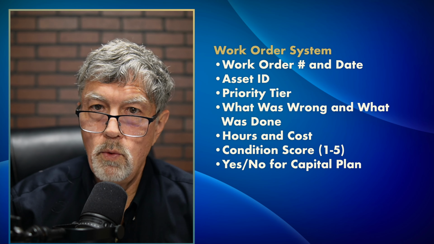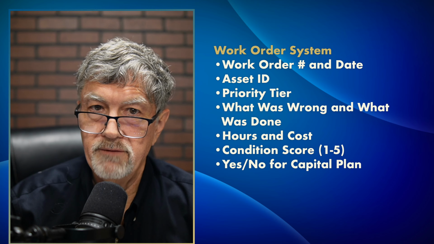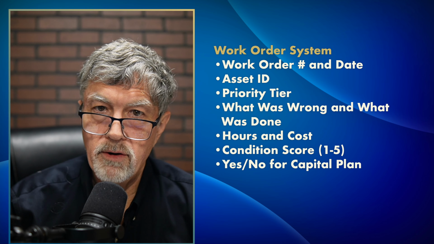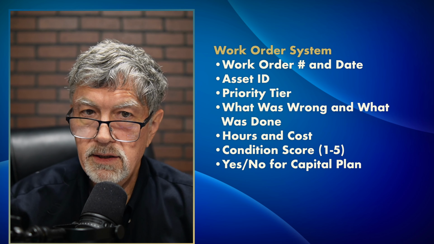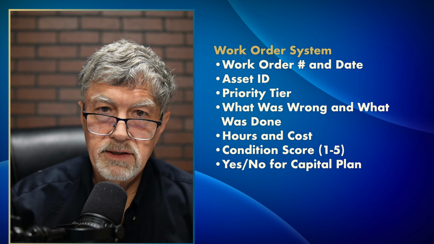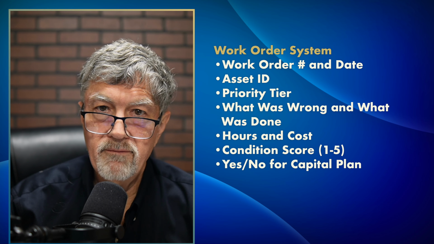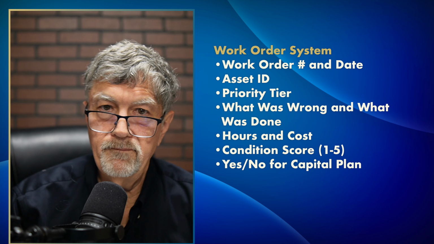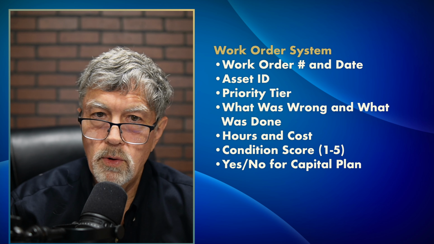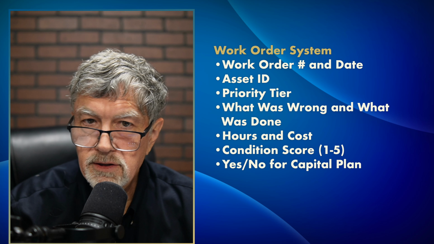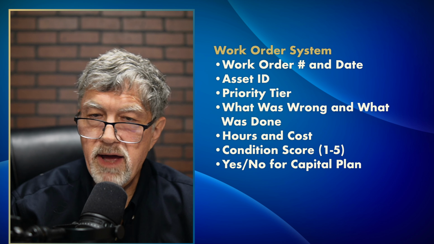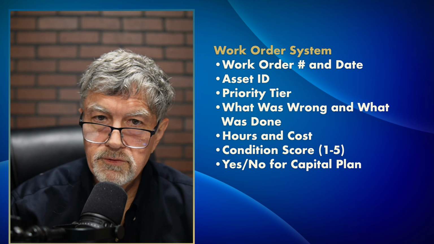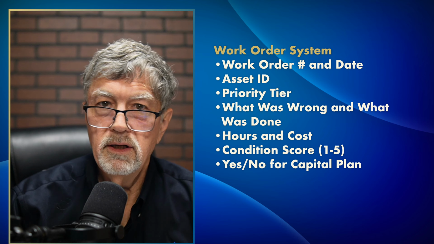A work order is one simple record of one job, 7 fields, no more: the work order number and date, the asset ID, a priority tier, what was wrong and what was done, the hours and the cost, a condition score from 1 to 5, and a yes or no follow-up flag for the capital plan. It can be a paper form and clipboard. It can be a shared spreadsheet. The platform does not matter at launch. The fields do. A paper form with the right fields beats expensive software with the wrong ones.